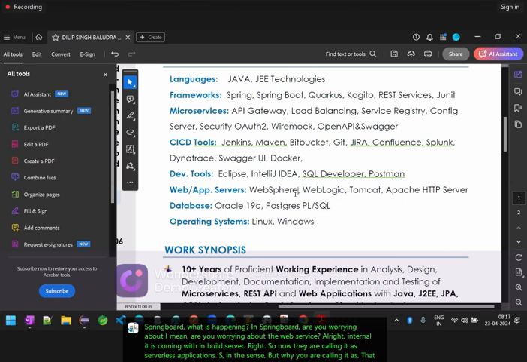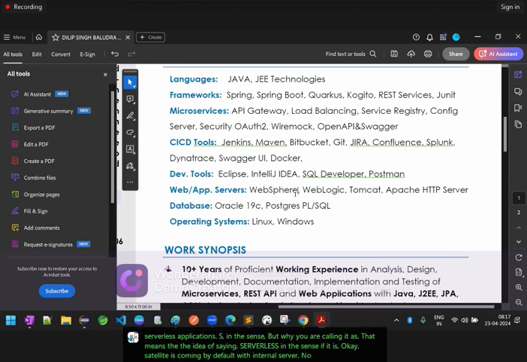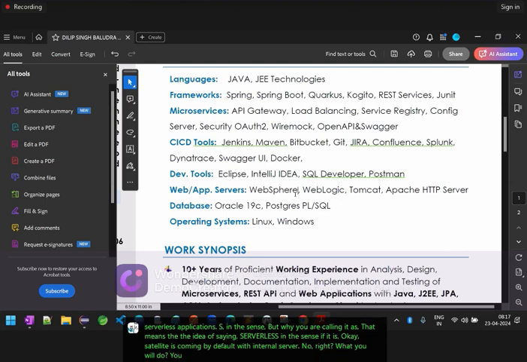That means the idea of saying serverless, in the sense, if it is a servlet project, servlet is not coming by default with an internal server, right? What you will do? You will download the Tomcat server, install it, configure it, and then deploy your servlet project into Tomcat. Then only you can execute servlet functionalities. So externally, manually, you are downloading and configuring the servers.